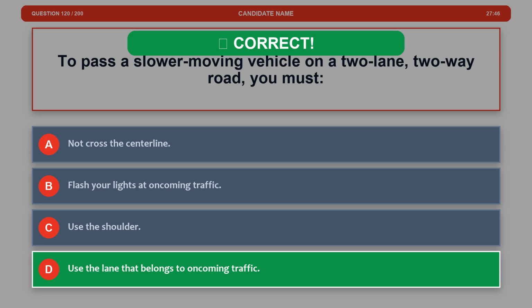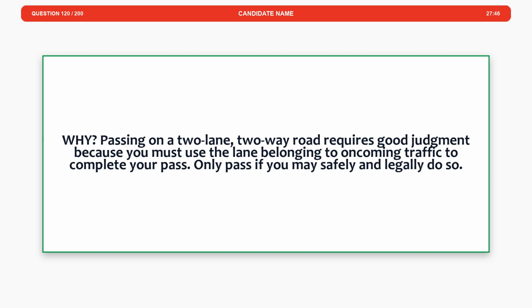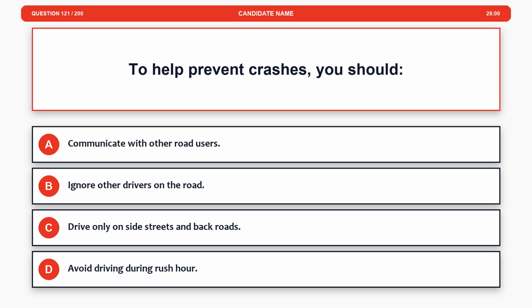The correct answer is option D. Use the lane that belongs to oncoming traffic. Explanation. Passing on a two-lane, two-way road requires good judgment because you must use the lane belonging to oncoming traffic to complete your pass. Only pass if you may safely and legally do so. Question 121. To help prevent crashes, you should: Option A, communicate with other road users. Option B, ignore other drivers on the road. Option C, drive only on side streets and back roads. Option D, avoid driving during rush hour.